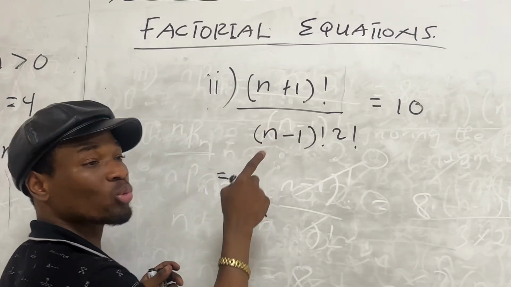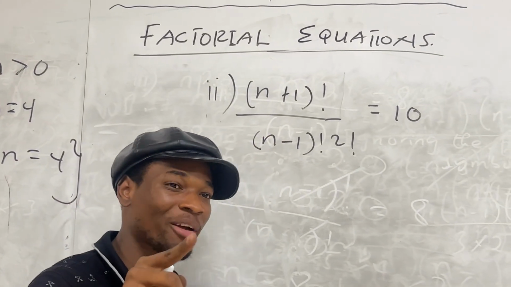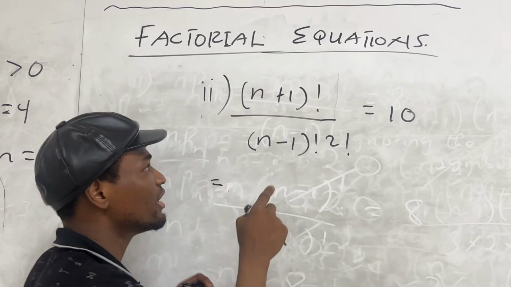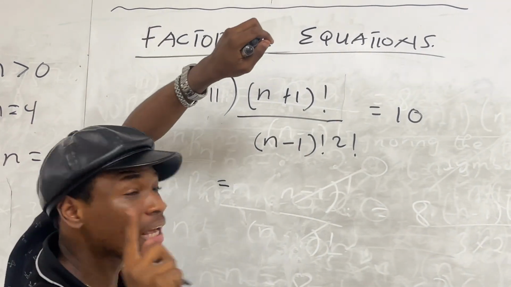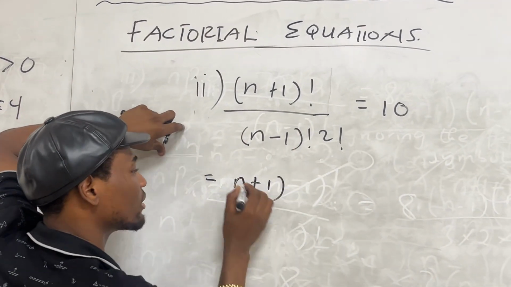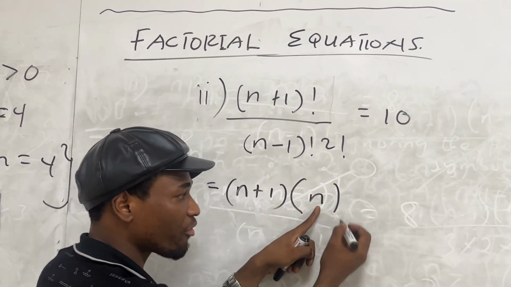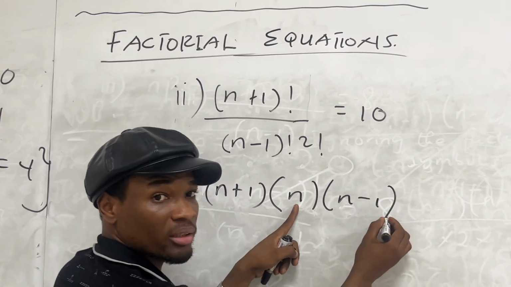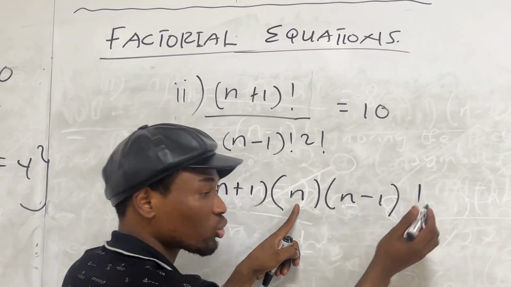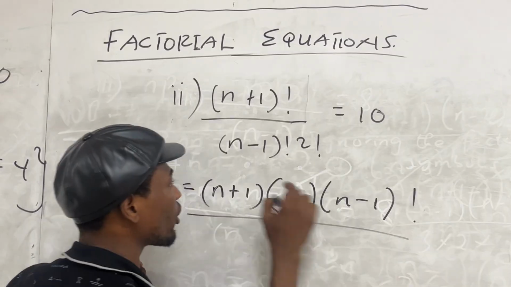You know that (n plus 1) all factorial, viewers, go and watch my previous videos, we've done all this. (N plus 1) all factorial is the same as n plus 1, then you subtract 1 from this, you get n. You subtract 1 from this, you have n minus 1. You end at this point, you add factorial. Then all over, what do we have here?